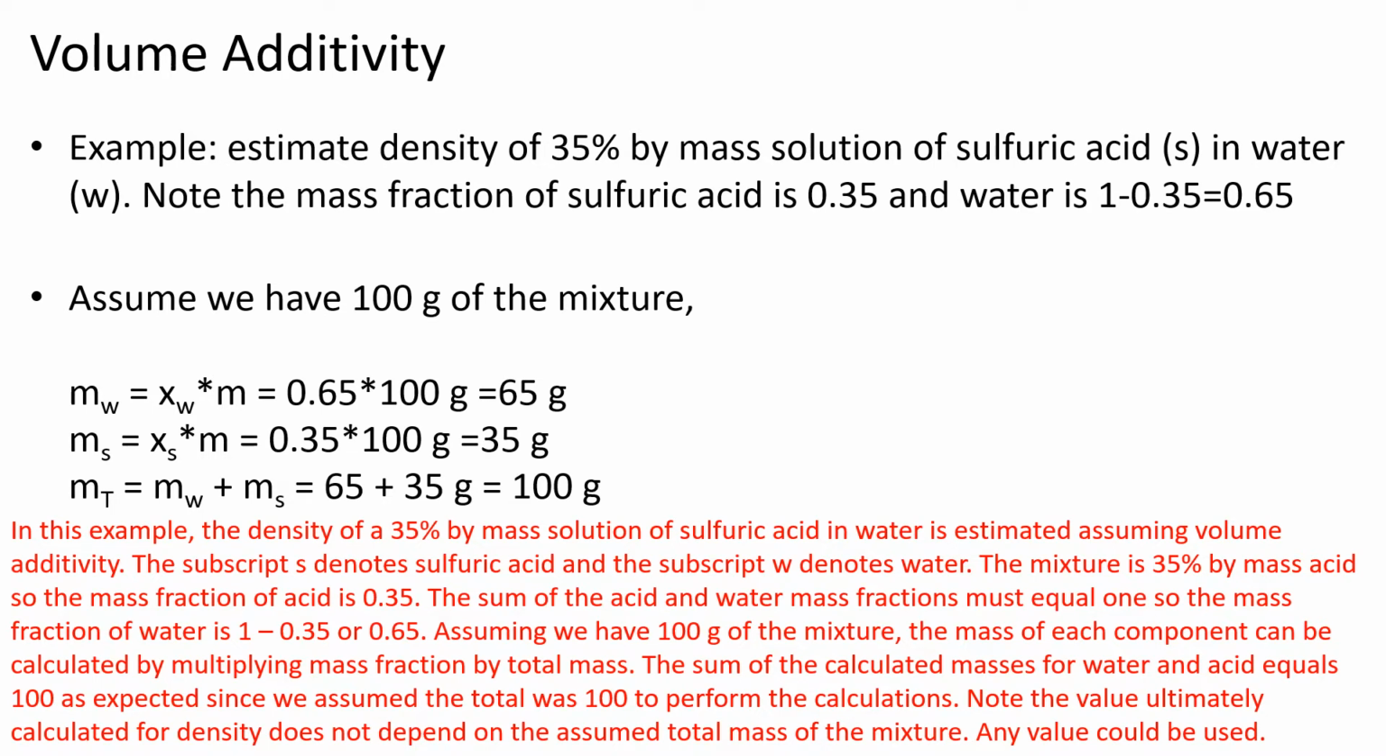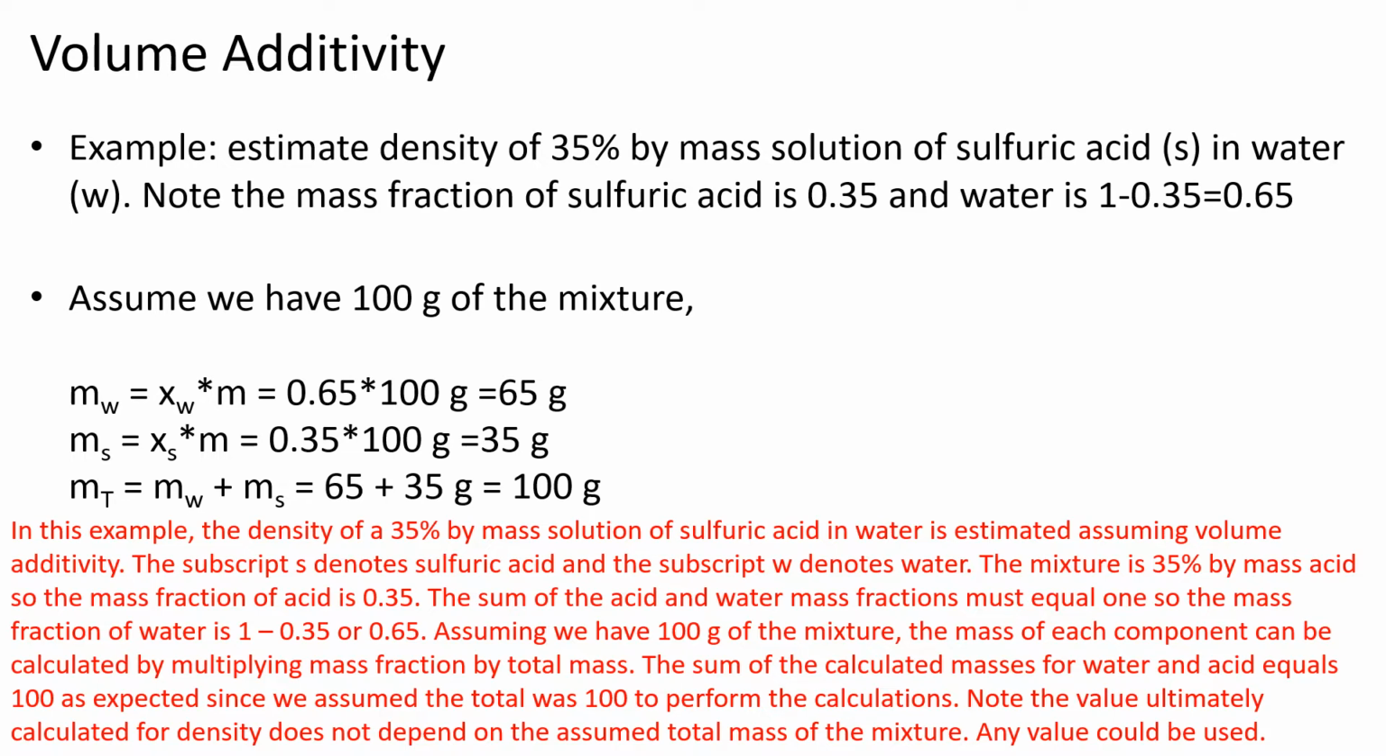In this example, the density of a 35% by mass solution of sulfuric acid in water is estimated assuming volume additivity. The subscript S denotes sulfuric acid, and the subscript W denotes water. The mixture is 35% by mass acid, so the mass fraction of acid is 0.35. The sum of the acid and water mass fractions must equal 1, so the mass fraction of water is 1 minus 0.35, or 0.65. Assuming we have 100 grams of the mixture, the mass of each component can be calculated by multiplying mass fraction by total mass.